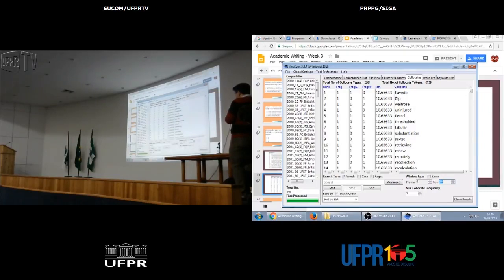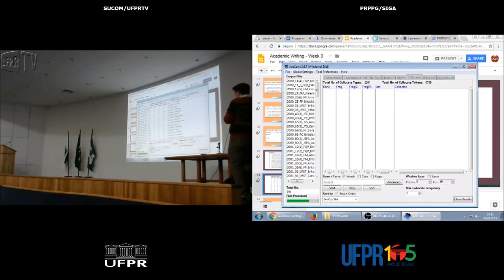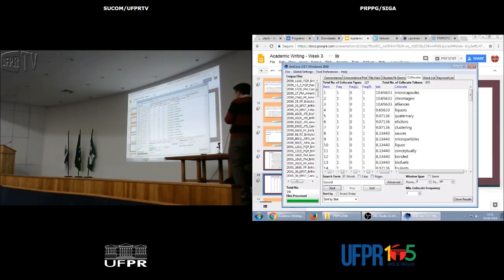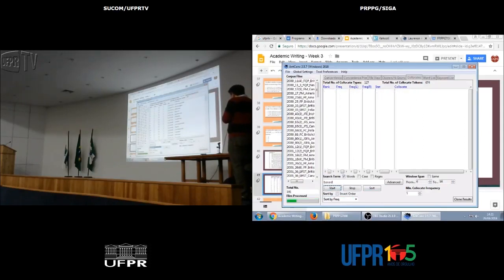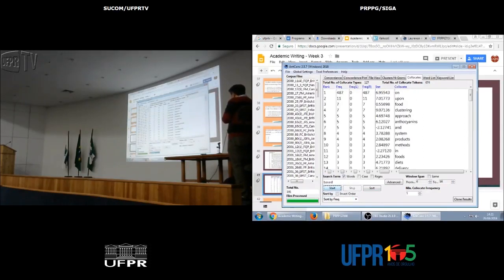So this is the left side word, and this is the right side. So I only want to know what's the word, the preposition, that immediately follows "based." And I put here just one position to the right. And I click start again. Oops. And I want to sort by frequency, sorry. Not by stat, by frequency. And then I see "on" is the most common, then "upon" is the next one.